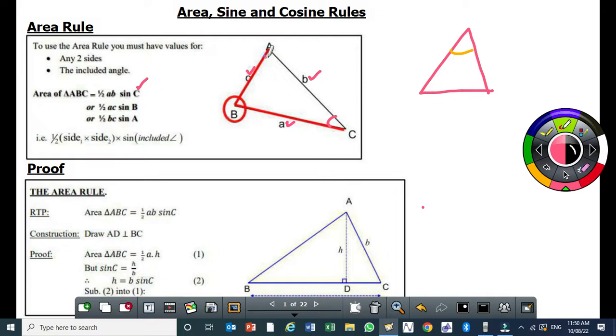So, if you are given angle A, it means that you must be given AB as your length and AC as your length, so that the area will be half BC sine A. It's very straightforward. It's very easy to use.